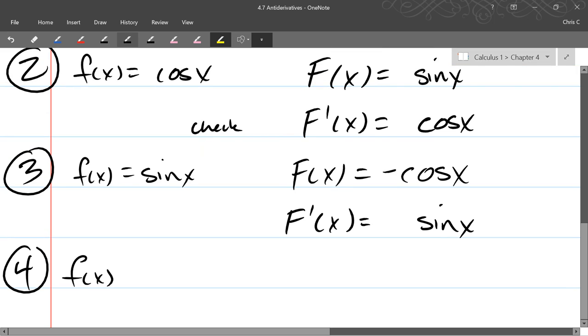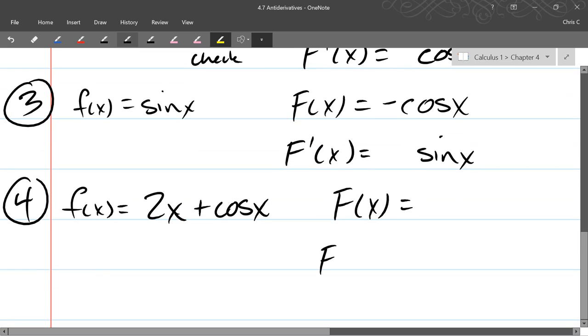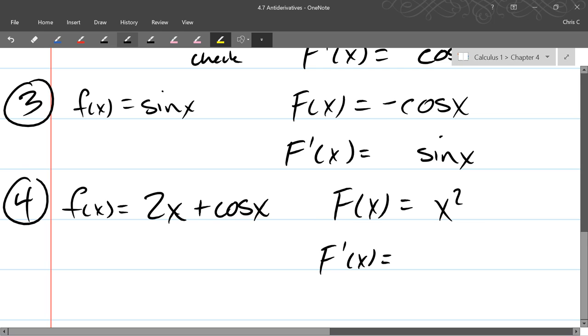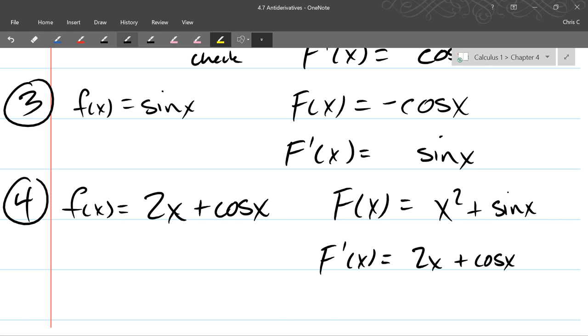So next up, let's get crazy. 2x plus cos x. It's not really that crazy. All right, take a guess and take a derivative and make sure you're right. So addition and subtraction is really good with derivatives and antiderivatives, because you can just take the derivative separately. So it's literally the antiderivative of one plus antiderivative of the other.